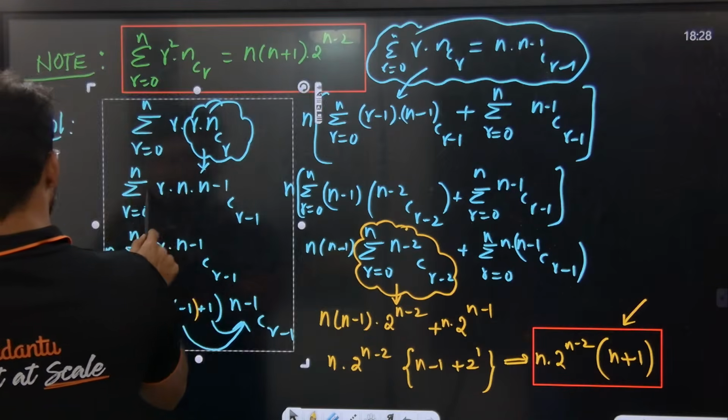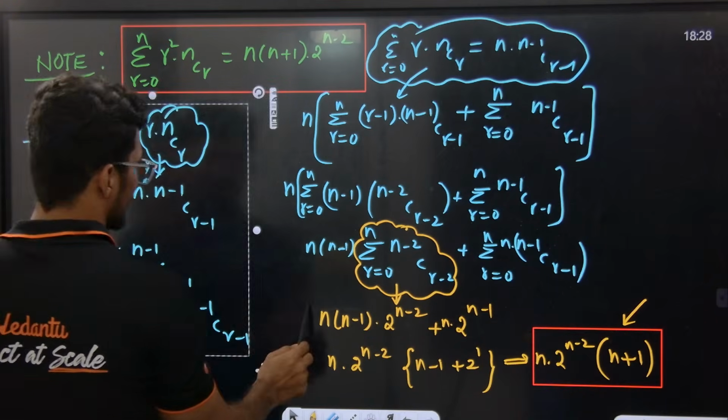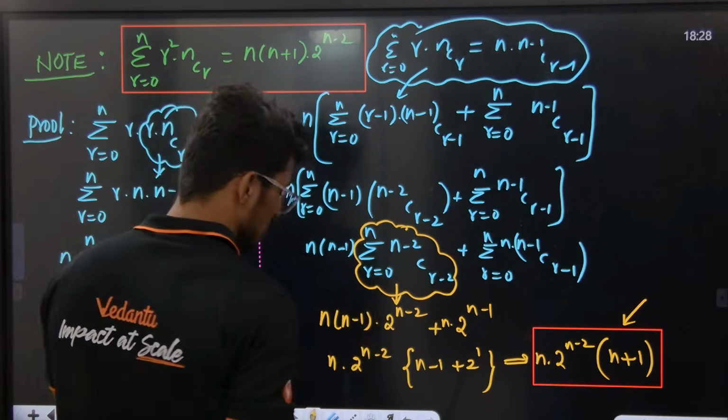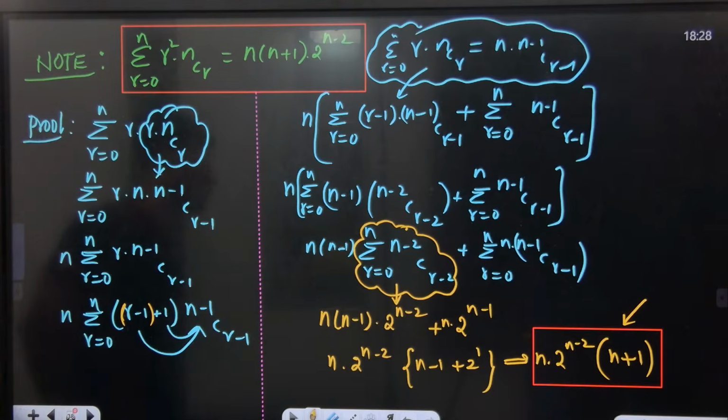Okay, this is how the proof should be done. So hope you understood this. We'll go forward. You need to remember this result.